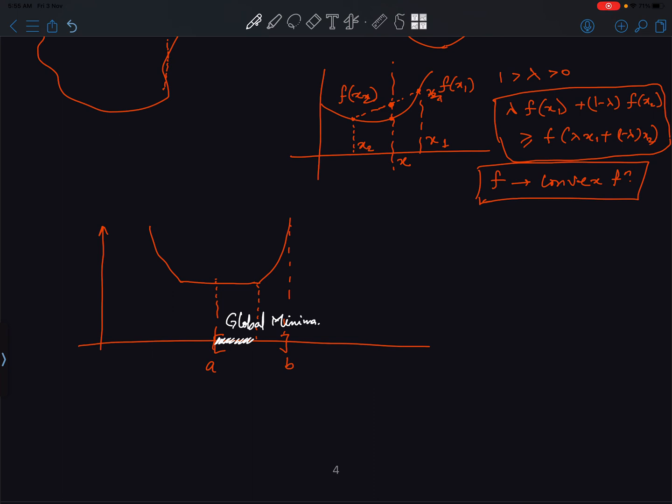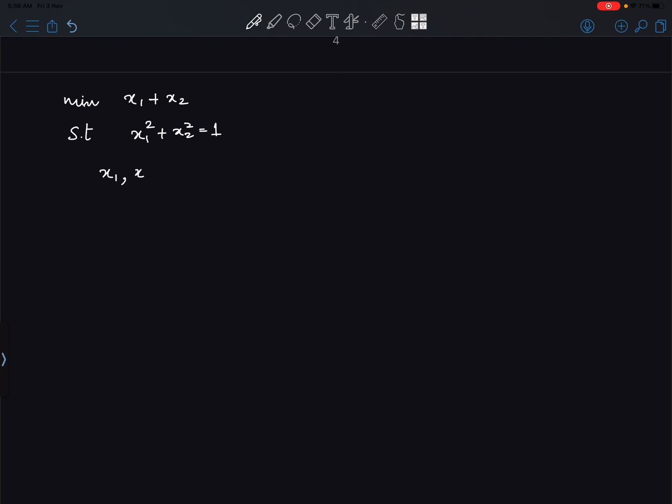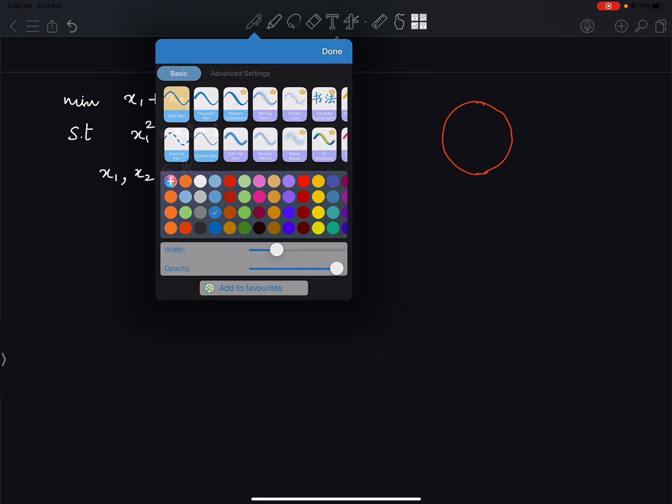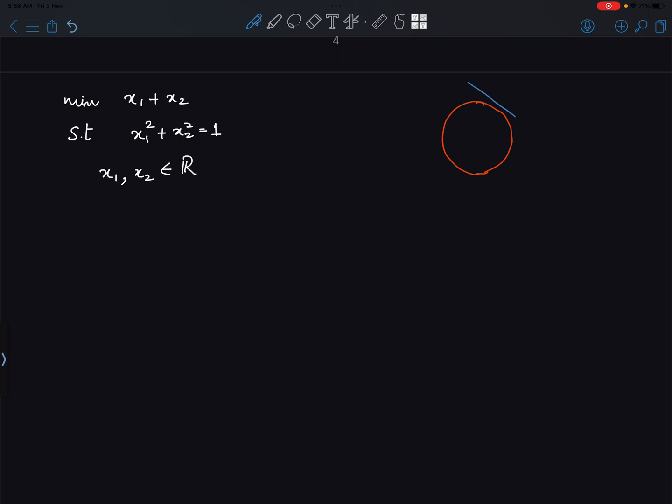Okay, now let's take one more example to visualize, a proper example this time. Suppose we want to minimize x1 plus x2 subject to x1 square plus x2 square equals 1, and here x1 and x2 are on the real line, right? So if I draw this, this is my constraint set, and I want to minimize x1 plus x2.